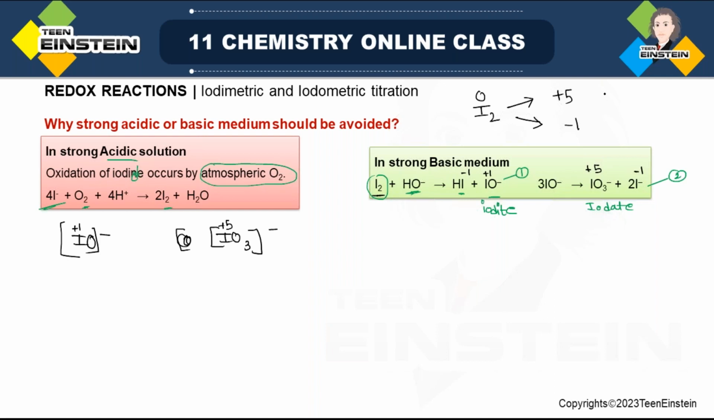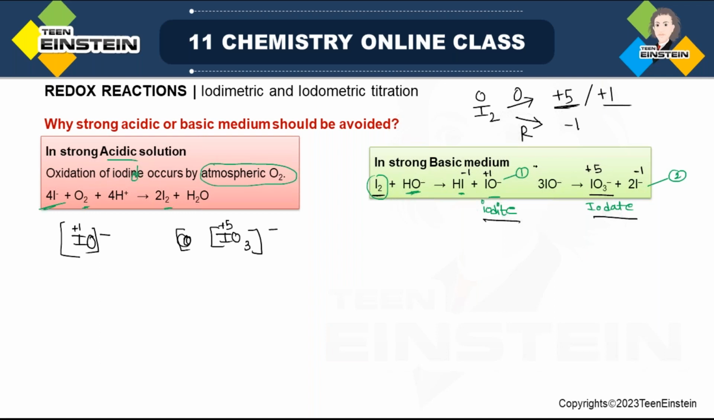Even if you consider IO minus, then also it is +1. So whether it is +5 or +1, it is basically disproportionation, because this is reduction and this is oxidation. So +5 I have written for iodate, +1 I have written for hypoiodite. So these types of reactions occur. Now these two reactions you can also directly write in the form of IO3 minus.